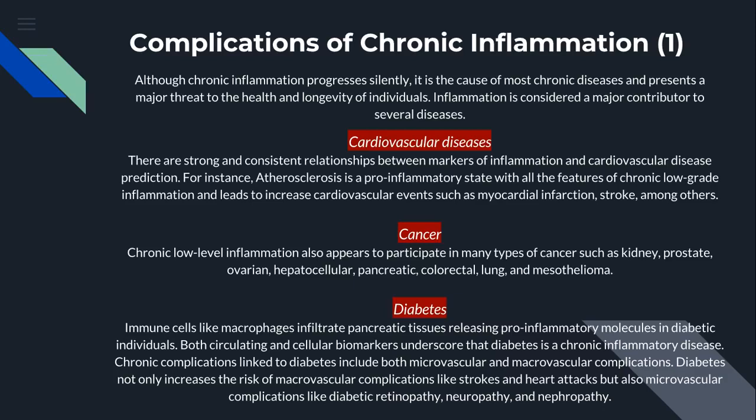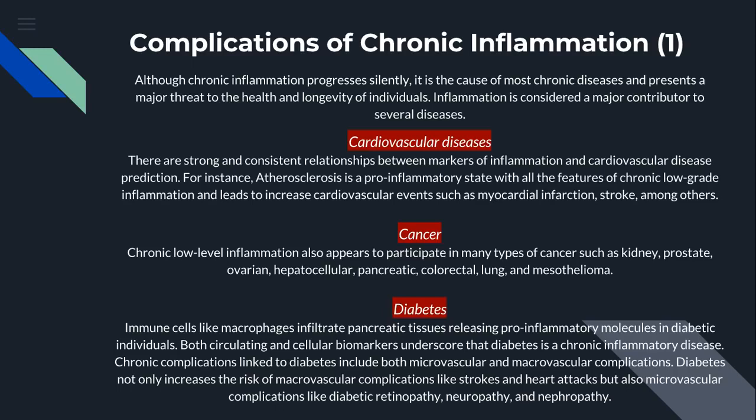So let's go to complications of chronic inflammation. When we are talking of complications of chronic inflammation, we are talking of the end results. All forms of these diseases are as a result of chronic inflammation. The chronic inflammation proceeds gradually, and it's a major contributor to many of these diseases. Of course, we have cardiovascular diseases, and there is a strong relationship between markers of inflammation and cardiovascular disease prediction.